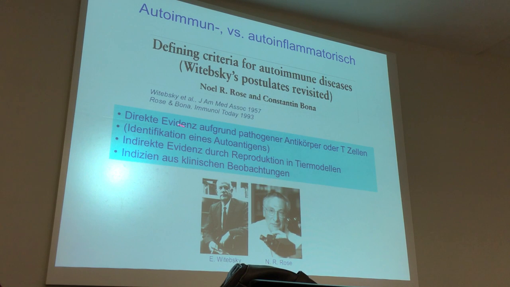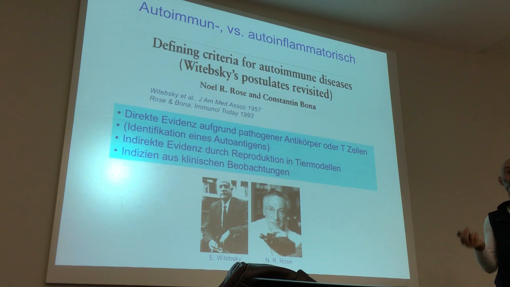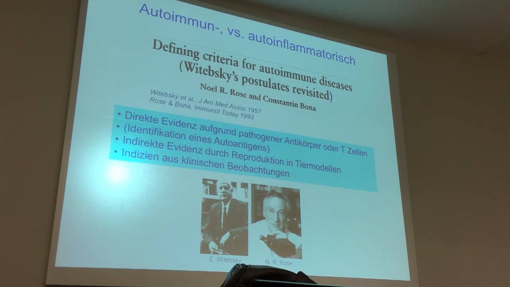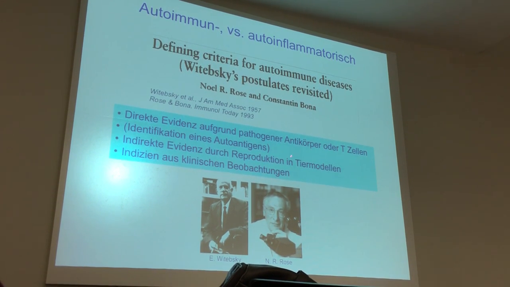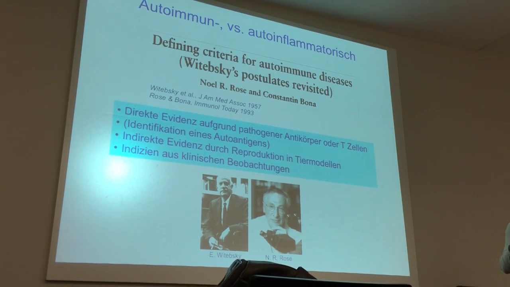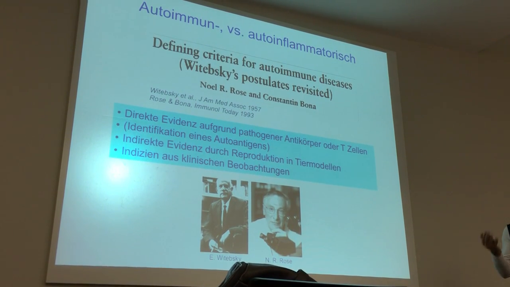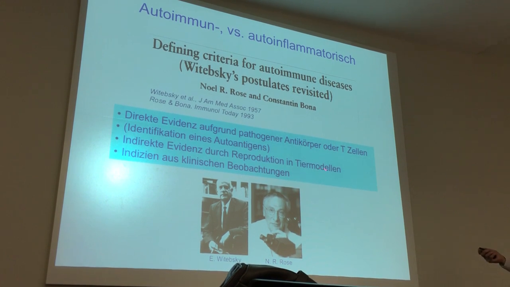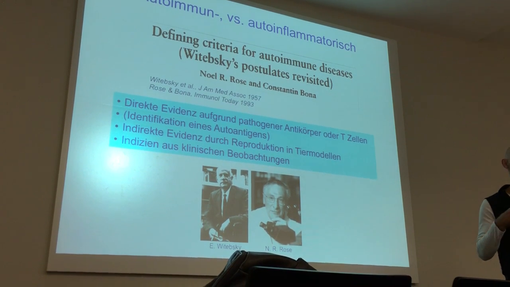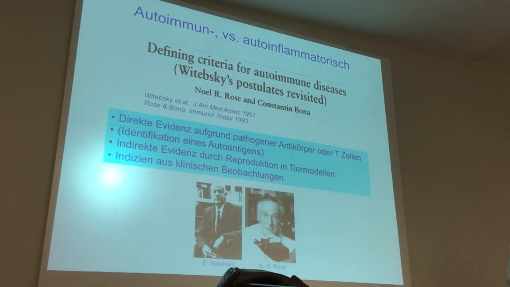And in the ideal world, we will also see an autoantigen that is responsible for the generation of autoreactive T cells. Then we would like to see animal models that reflect the disease. This is sometimes the case, but none of these animal models is 100% able to recapitulate the clinical observations. These are usually rodent models, as you know. And there should be hints from clinical observations that these diseases are not triggered by any other causes.